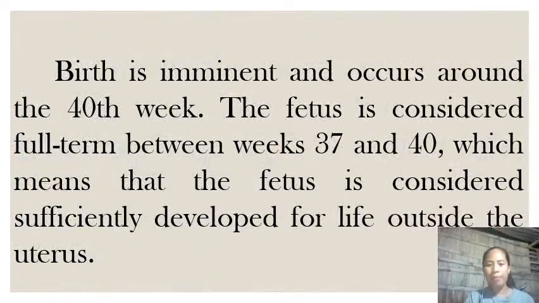Birth is imminent and occurs around the 40th week, and the fetus is considered full term between weeks 37 and 40, which means that the fetus is considered sufficiently developed for life outside the uterus.